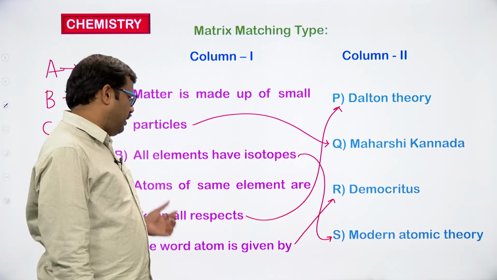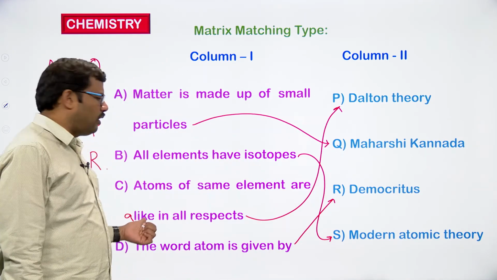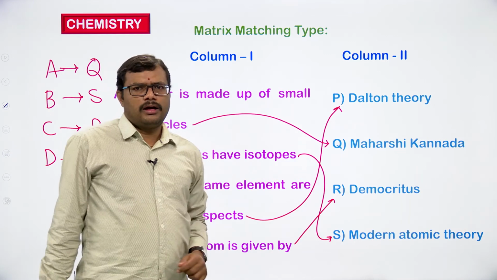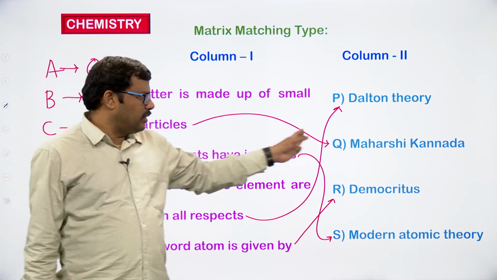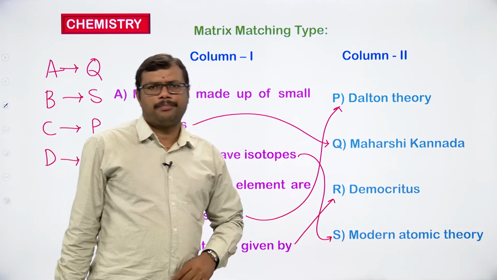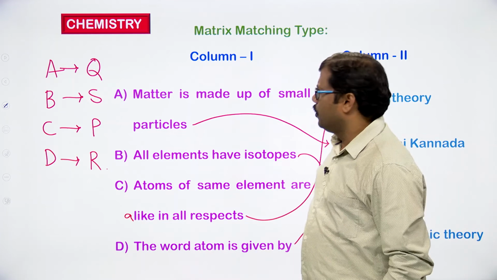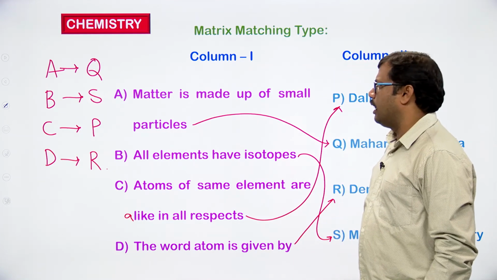Of course, the same word atom is used by John Dalton, and therefore we say atoms of an element are alike in all respects, and matter is made up of very small particles. Of course, Anu and Paramanu is given by Maharshi Kannada. So this is how we correlate: A to Q, B to S, C to P, D to R.